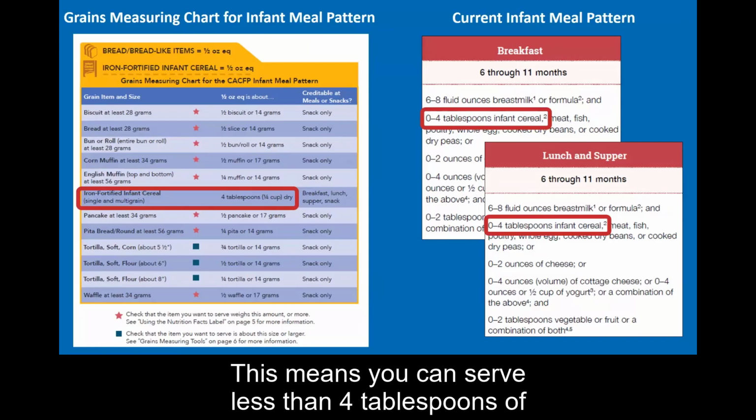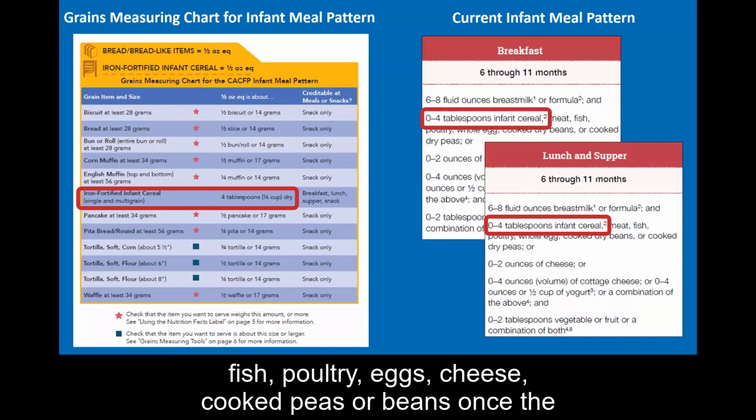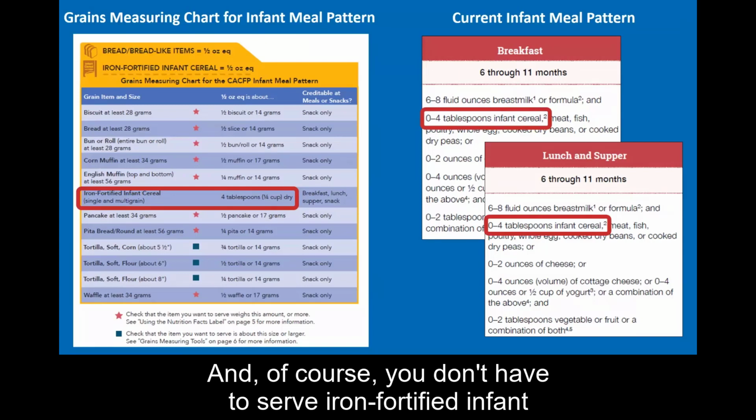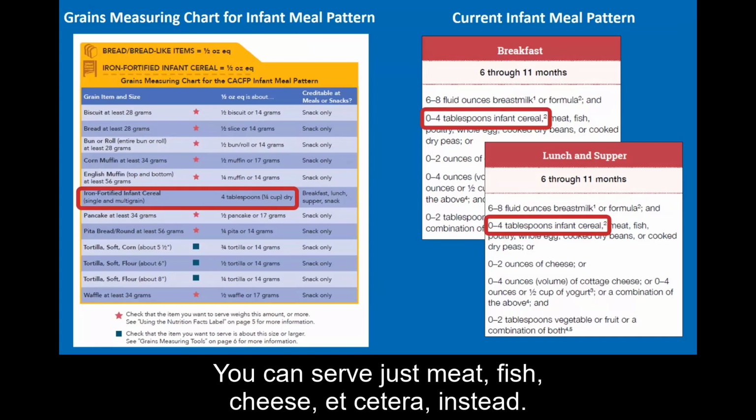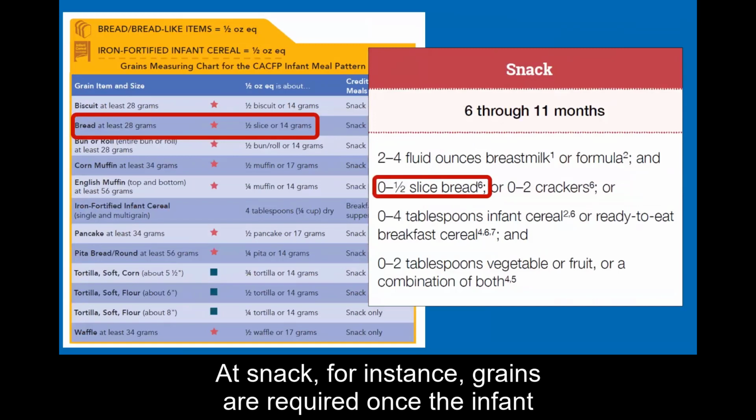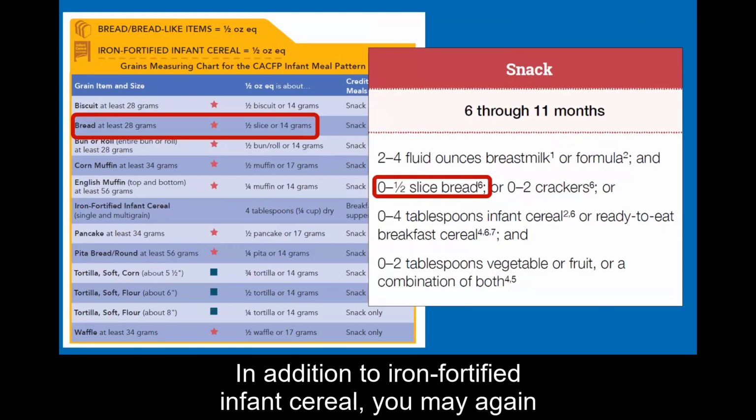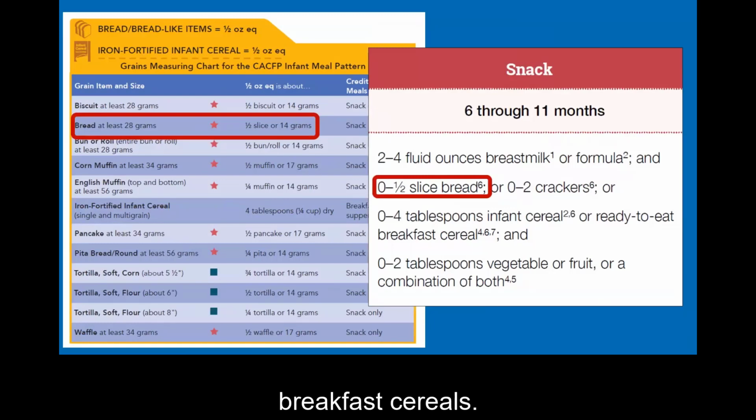So this means you can serve less than 4 tablespoons of iron-fortified infant cereal if you serve it with meat, fish, poultry, eggs, cheese, cooked peas or beans once the infant is developmentally ready to accept them. And of course, you don't have to serve iron-fortified infant cereal at all at breakfast, lunch, or supper. You can serve just meat, fish, cheese, etc. instead. At snack for infants, grains are required once the infant is ready to accept them. In addition to iron-fortified infant cereal, you may, again, serve bread-like items, crackers, or ready-to-eat breakfast cereals.